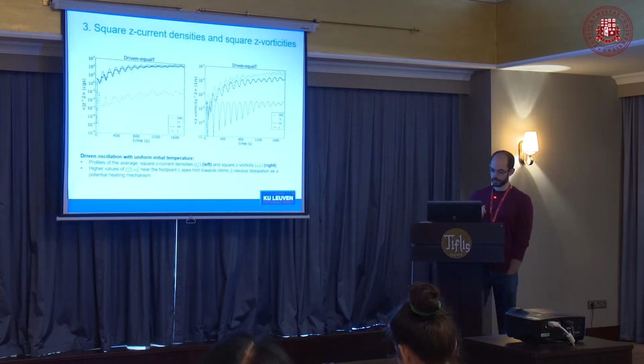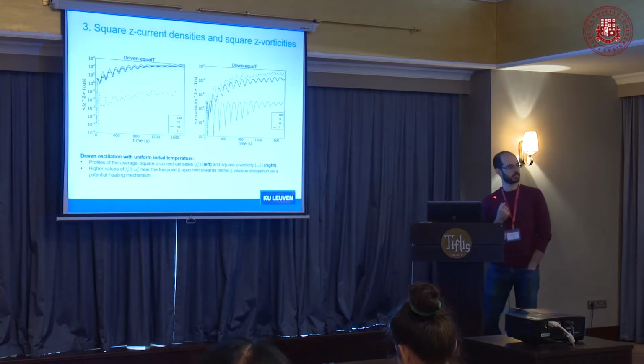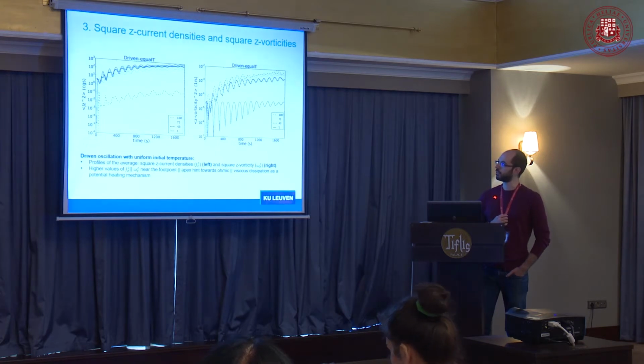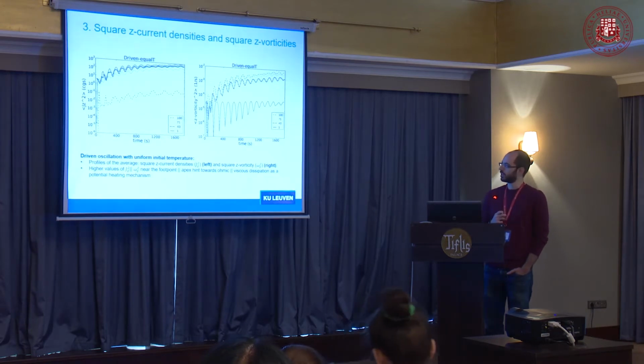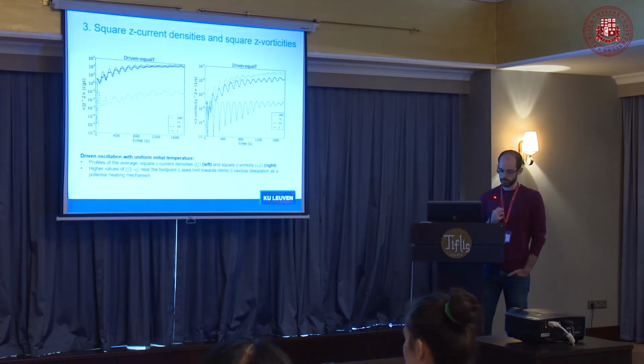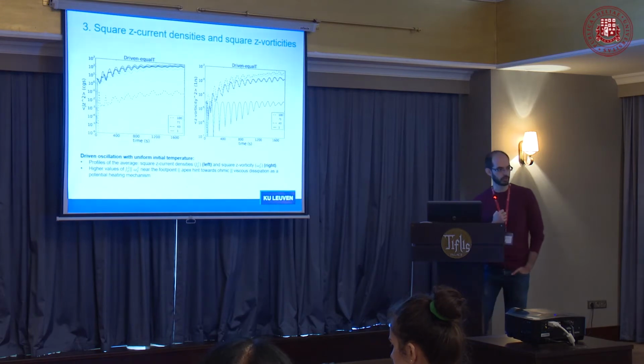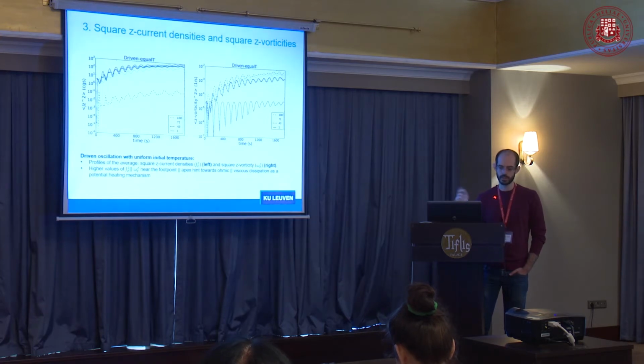And therefore, I would like to show this picture here. Again, it's about the models with a uniform temperature. What I'm showing here is the volume averaged squared Z current density on the left, and the volume averaged squared Z vorticity on the right. What we can see is that the current densities are getting higher and higher the closer we get to the foot points, while at the same time the vorticity is getting higher and higher the closer we get to the apex.